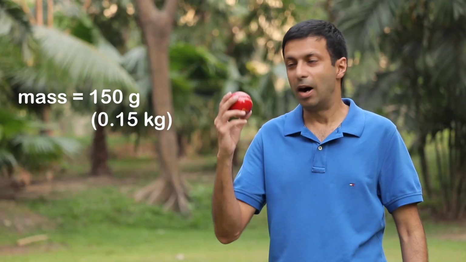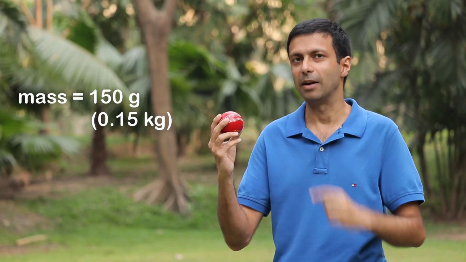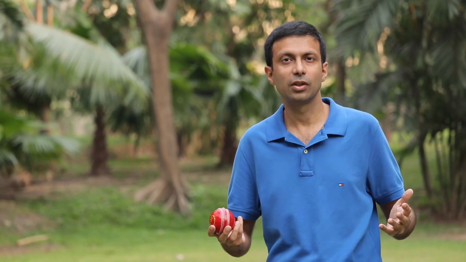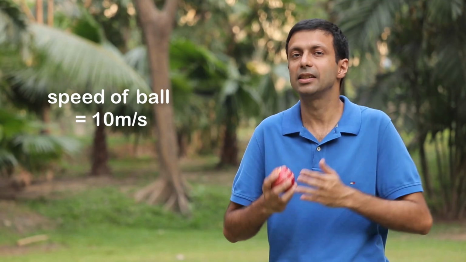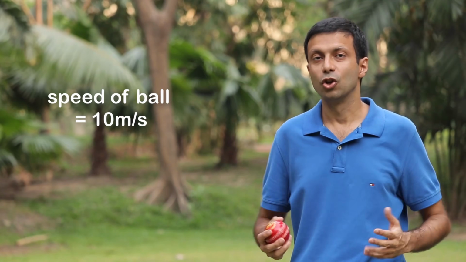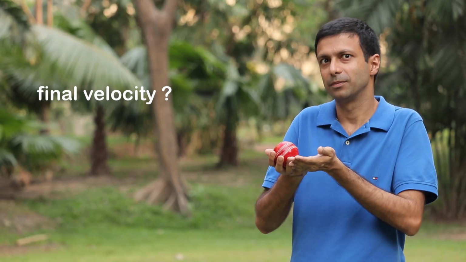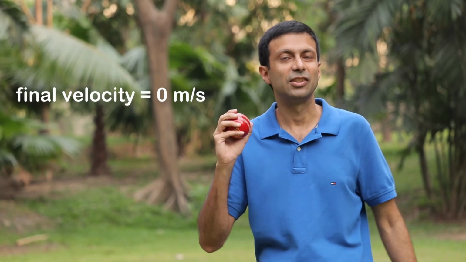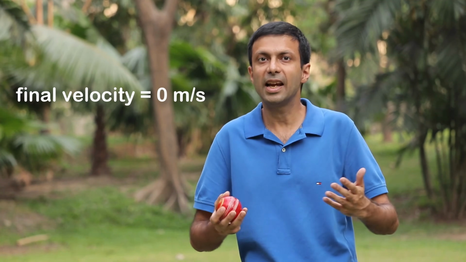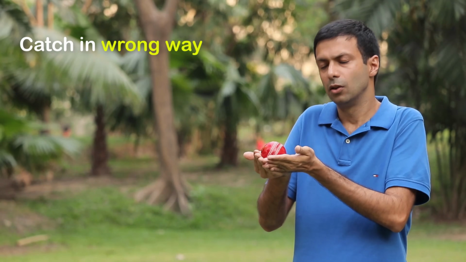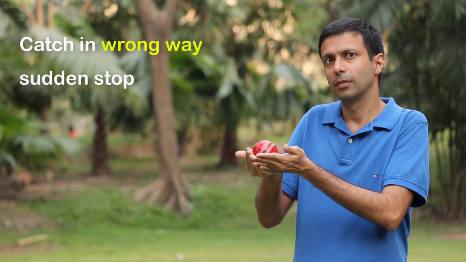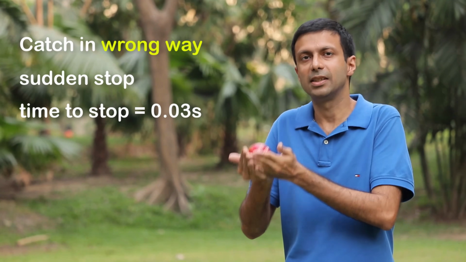To analyze, let's consider some numbers here. The mass of this cricket ball is 150 grams. Let's say the speed at which it hits my hand before the catch is 10 meters per second. So the initial velocity is 10 meters per second. Now what is the final velocity after the catch? That's right, it's 0 meter per second. Now let's say I didn't take the catch in the correct way. So the ball comes to a sudden stop in say 0.03 seconds.